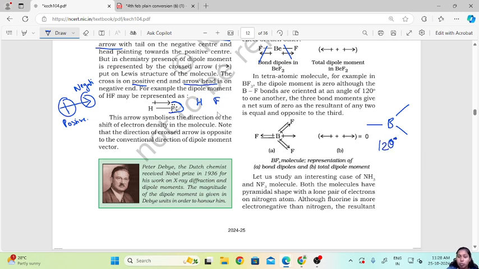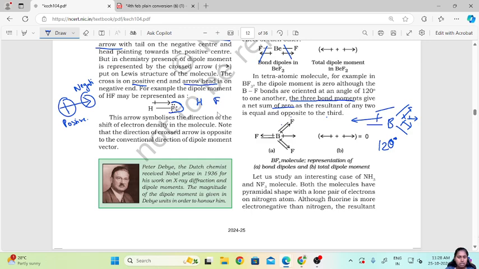Okay. Now there are three bond moments which are there. One is towards your left hand side, and there are two others. Now the resultant of both of these will be in the opposite direction. So the net sum is 0 because the resultant of any two is equal and opposite to the third one. Any two of them, you can take any two, are equal and opposite to the third one.